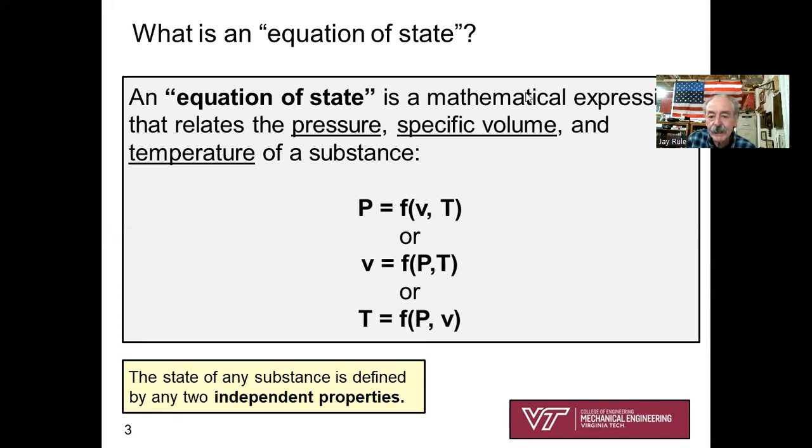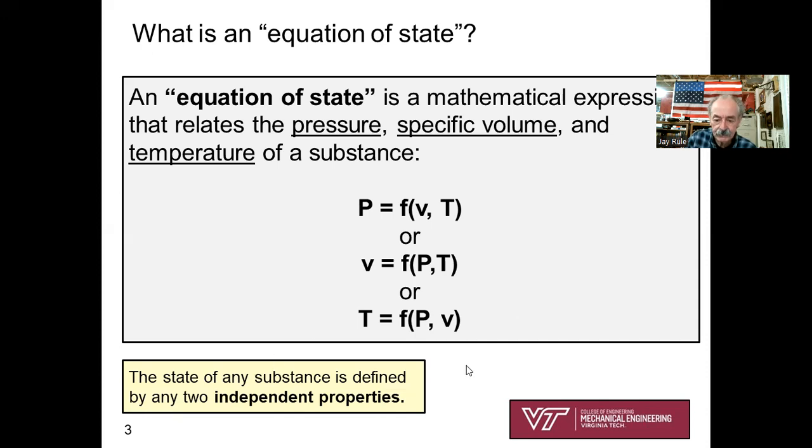An equation of state is a mathematical expression, an equation, and it relates the pressure, the specific volume, and the temperature of some substance. Here I've written out a general mathematical expression: P, the pressure, is some function of v, little v, and T, specific volume and temperature. Or an equation of state could be v equals some function of pressure and temperature, or temperature equals some function of pressure and specific volume. I think you get the idea that you can think of an equation of state as a formula.